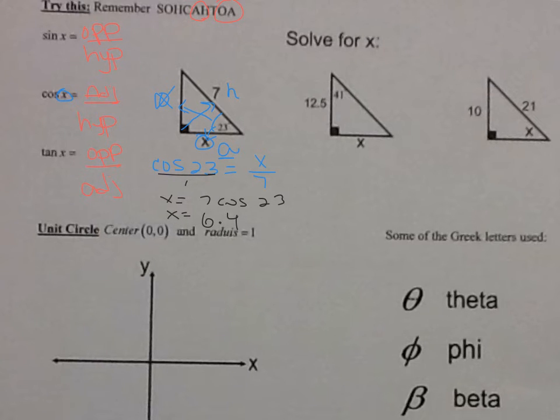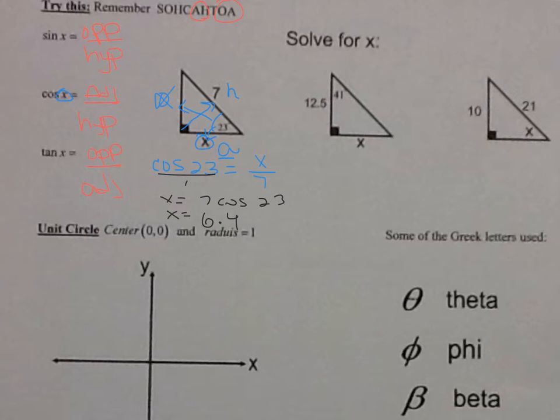I rounded it. If you did not get 6.4, you got something different, just make sure that your calculator mode is in degrees. So press mode on your calculator if you did not get 6.4, and make sure you're in degrees, not radians. You do not want to be in radians for this. Then you could retry and you should get 6.4.